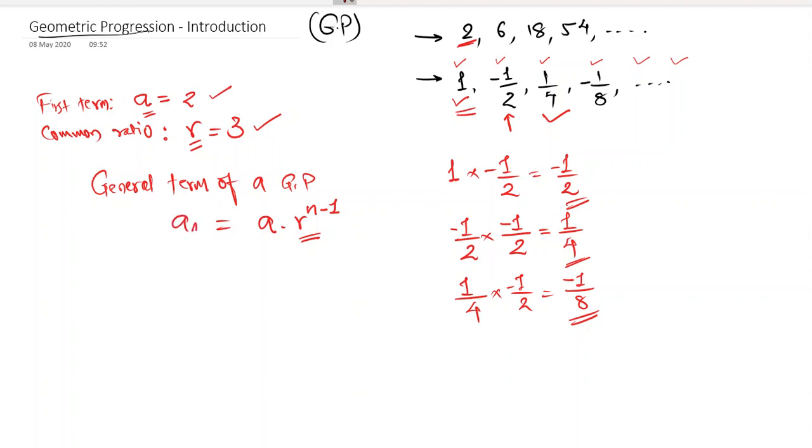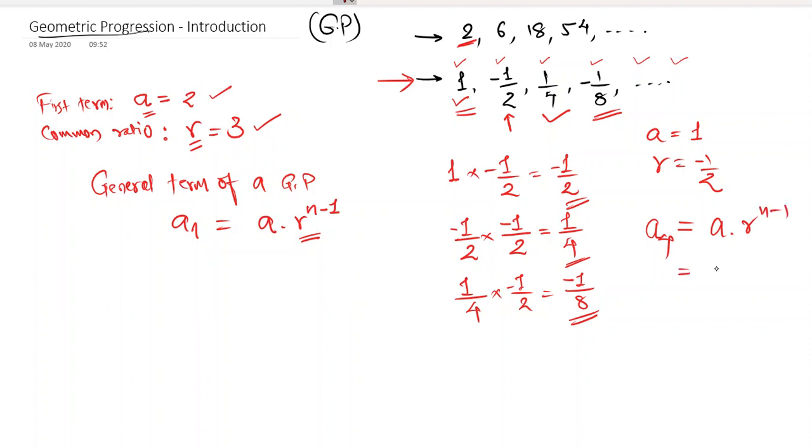Nth term we are taking it as a into r raised to n minus 1. So suppose we are taking example of this GP. What is the first term? 1. What is the common ratio? Minus 1 by 2. If I want to find the fourth term, which I already know, but if I want to find it with the help of formula, what will I do? a into r raised to n minus 1.